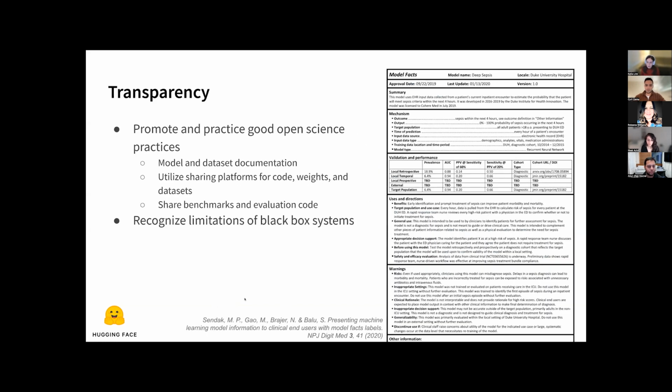Transparency is probably one of the issues that I'm the most passionate about. I think we really need to start promoting and practicing more good open science practices, such as good model and dataset documentation, utilizing sharing platforms like GitHub, Hugging Face, and PhysioNet for code, weights, and datasets, and also sharing benchmarks and evaluation code if possible. And then also recognize the limitations of black box systems. They're still important to study, but we do need to recognize the limitations, especially within reproducibility, of studying them.